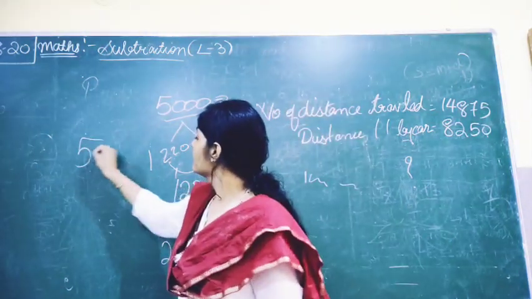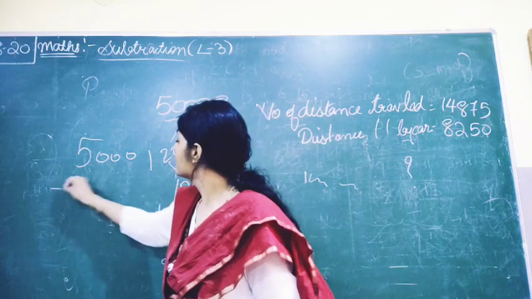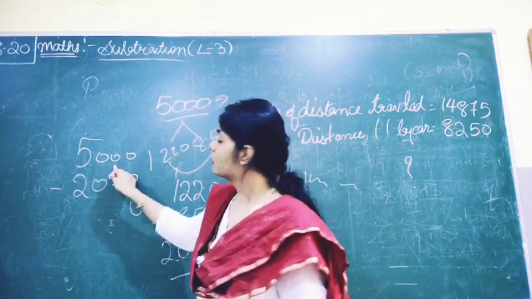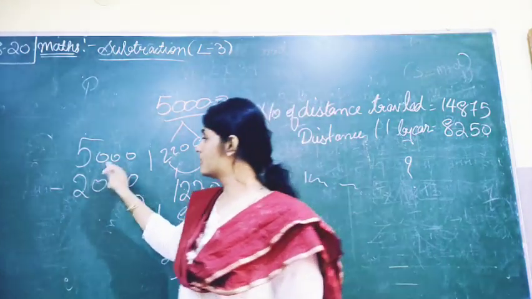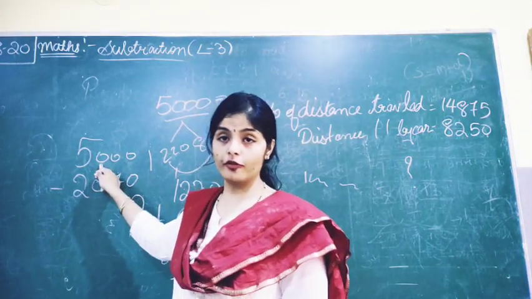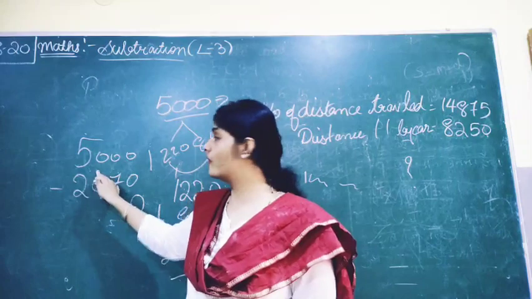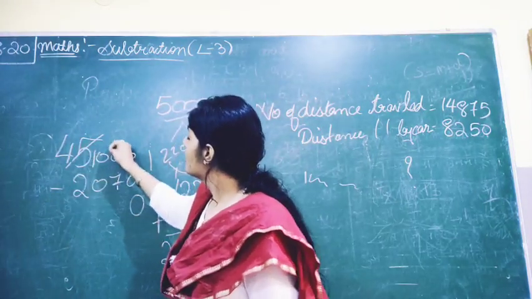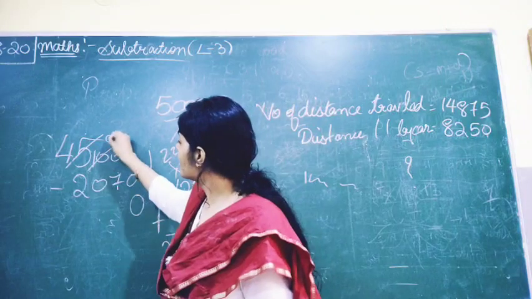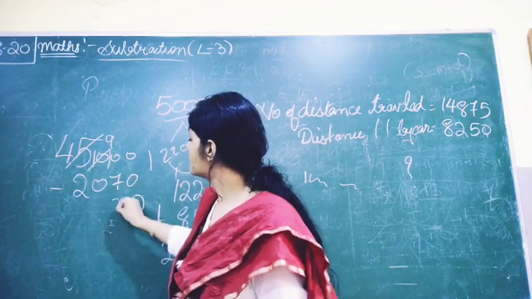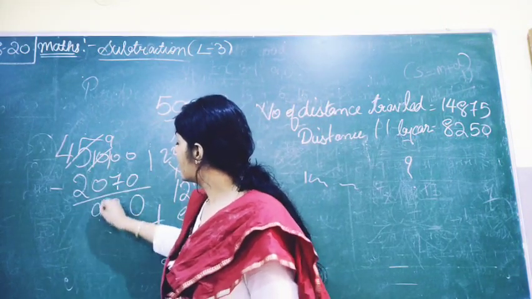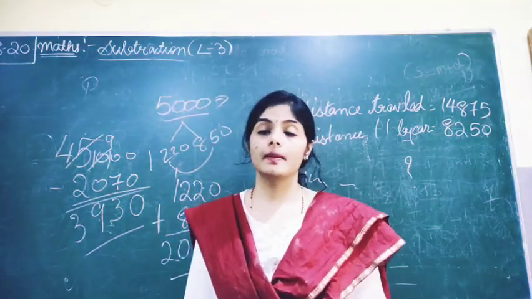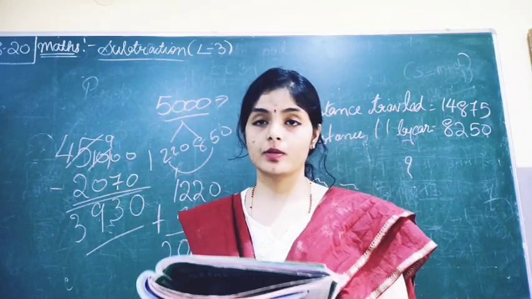So 5,000 minus 2,070. You can't subtract 0 by 0, or 0 by 7. You can't borrow from 0 because 0 has no value. Borrow from 5. 5 becomes 4, this becomes 10. Again borrow from 10. 10 becomes 9, this becomes 11. So this is 3, this is 9 and this is 3. So 3,930 is the remaining amount which is with them.